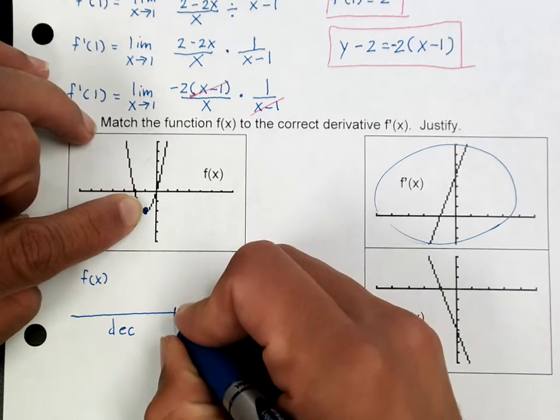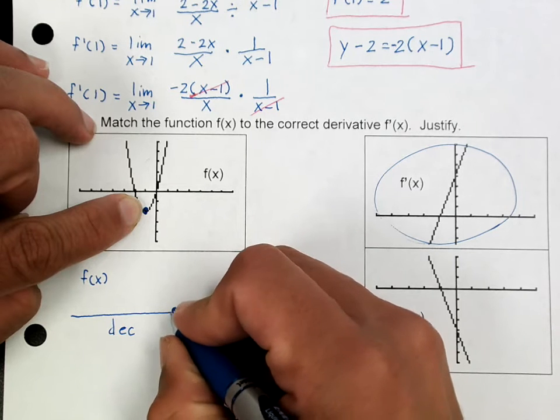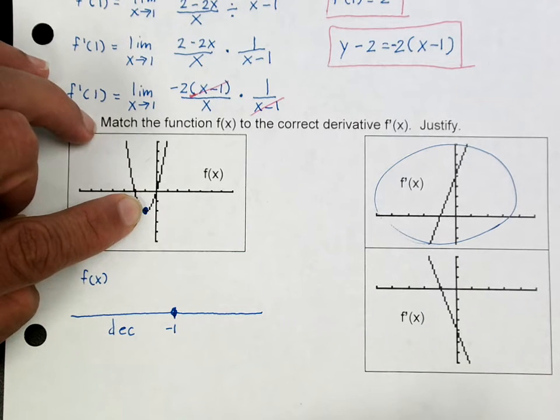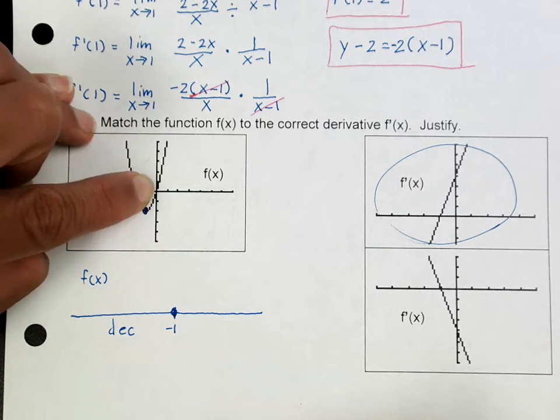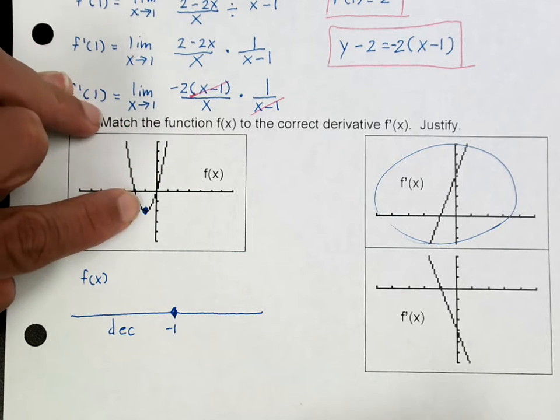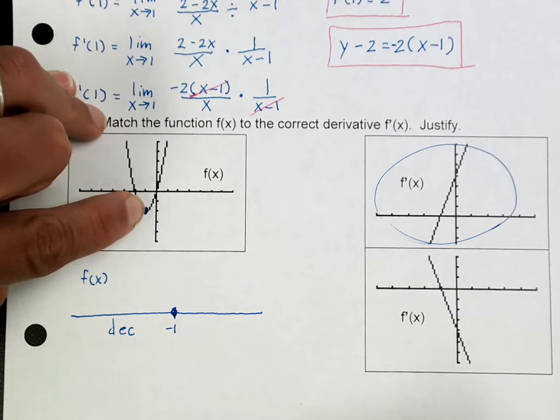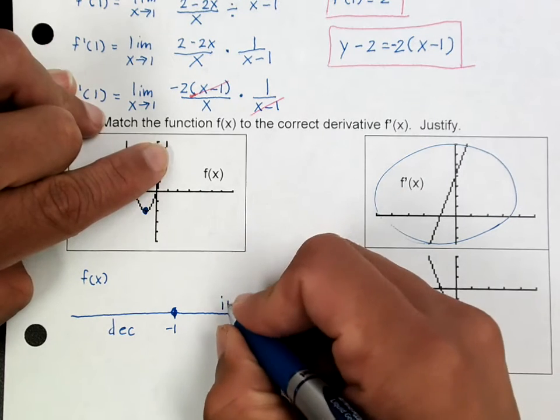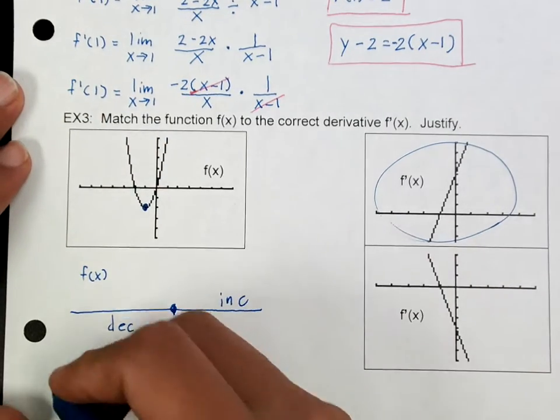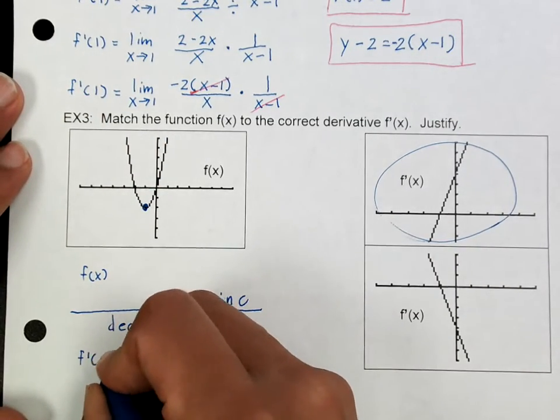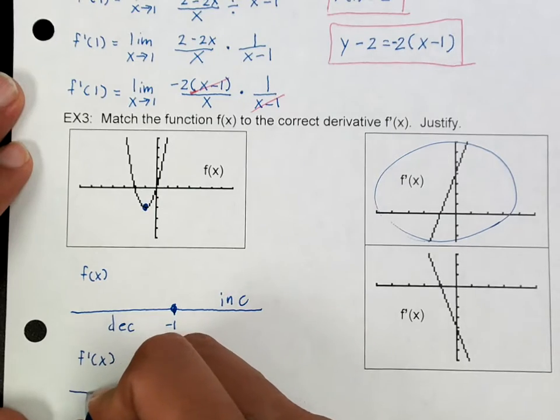Now at that point, x is equal to -1. So I'm going to put a -1 here. And then after I go past that point, I'm increasing. So from here to here, I'm decreasing, then 0, meaning I'm not decreasing or increasing. But after I get past this point, then I'm increasing. Now the derivative function should look very similar to that.